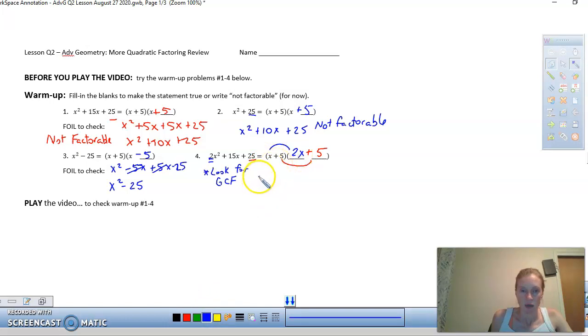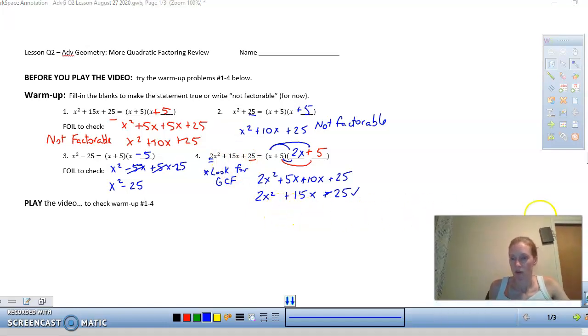So here I get x times 2x, which is 2x squared. And then x times 5 is 5x. And then here's where things get interesting. So this 5 has to be multiplied by that 2. So that's going to be 10x. And then 5 times 5, which is the 25. Okay, combine like terms. And that works out, matches what we started with. Okay, so this should fill in the blank with 2x plus 5, and then when you FOIL, that ends up matching. Okay, good job.